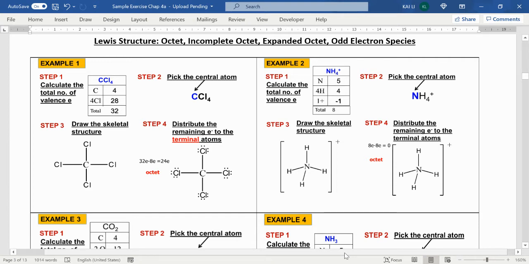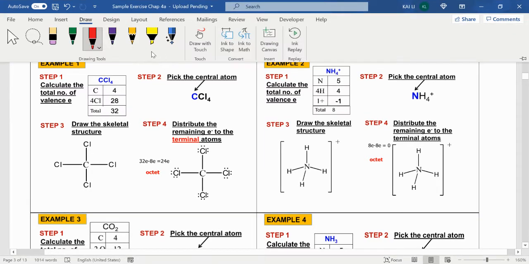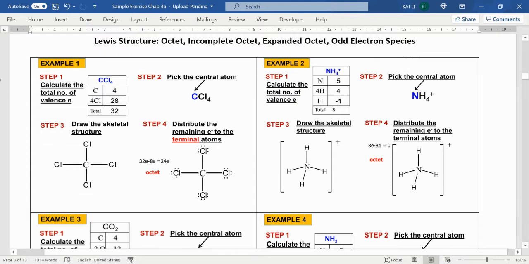How to draw Lewis structure for octet, incomplete octet, expanded octet, and odd electron species. Let's start with octet first. Okay, so all the steps have been given.